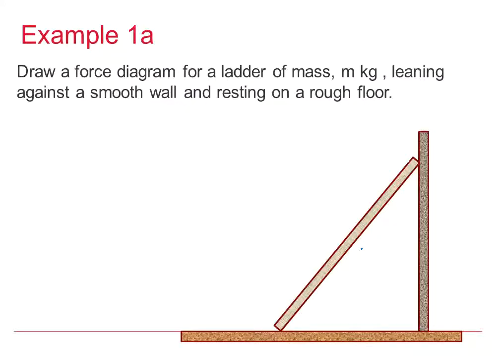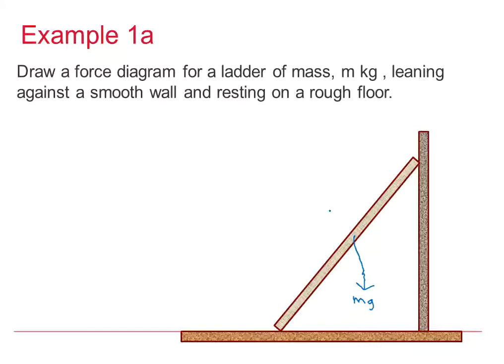Example 1a. Here we've got a ladder of mass m leaning against a smooth wall and resting on a rough floor. We're going to draw a force diagram and look at the equilibrium of this ladder. If we remember our waterfall acronym, we can go through the forces. So weight W, so the weight is straight down and is mass times gravity, so there's the weight.